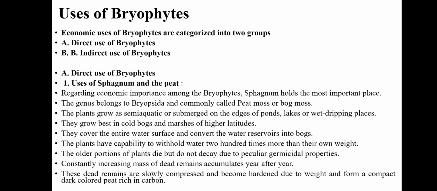In direct use, Sphagnum is the most important bryophyte, as the genus belongs to Bryophyta, commonly called peat moss or bog moss. Plants grow as semi-aquatic or submerged on edges of ponds, lakes and wet dripping places. They grow best in cold bogs and marshes of higher latitudes. They cover the entire water surface and convert the water reservoirs to bogs.